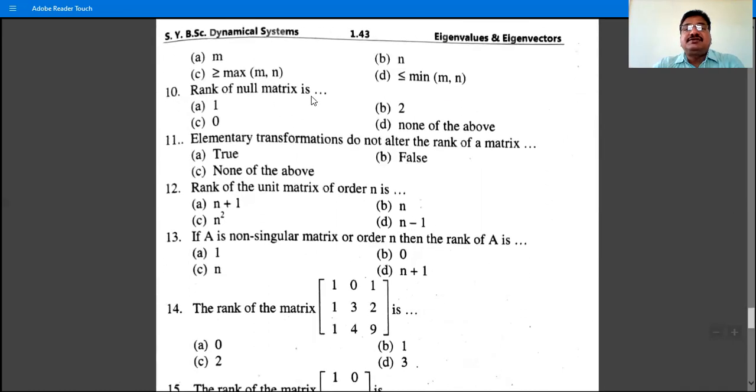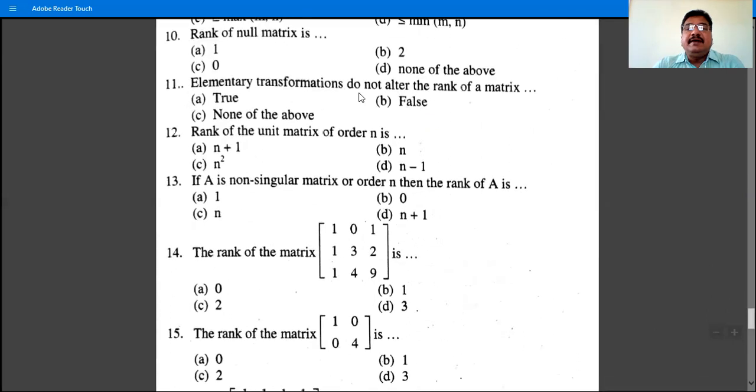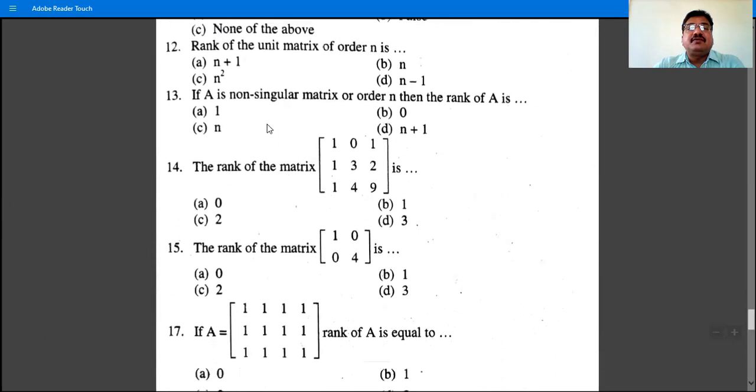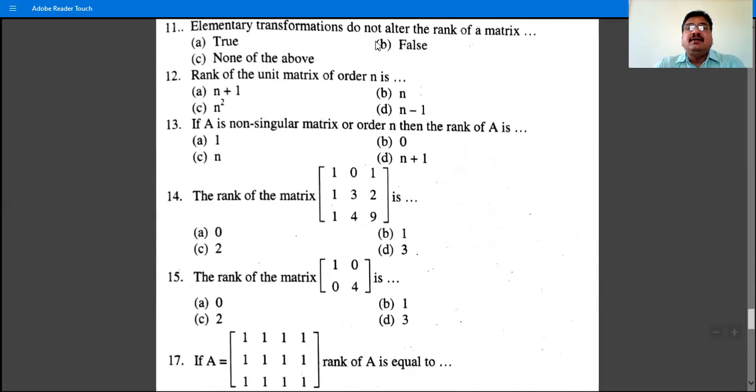The rank of a null matrix is what? Null matrix means zero matrix, that is, all the entries are zero, so its rank is zero. Elementary transformations do not alter the rank of the matrix. True or false? True. It is a true statement.